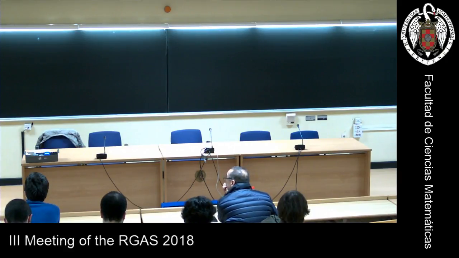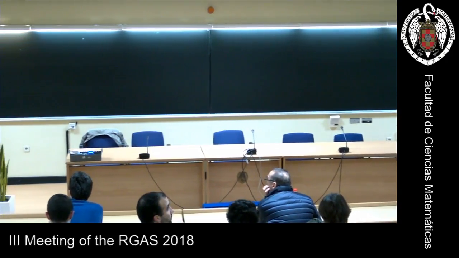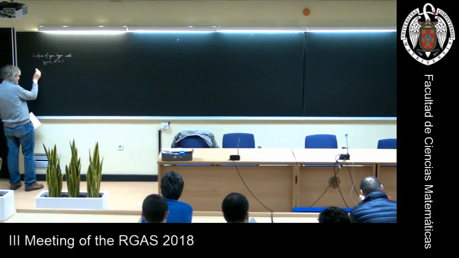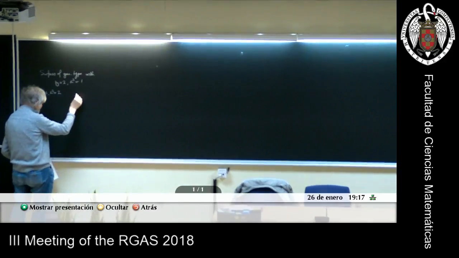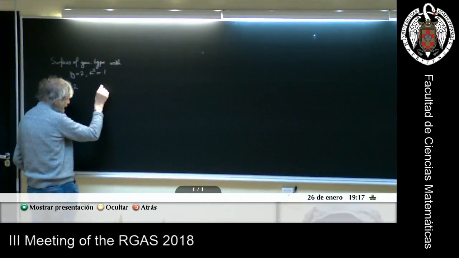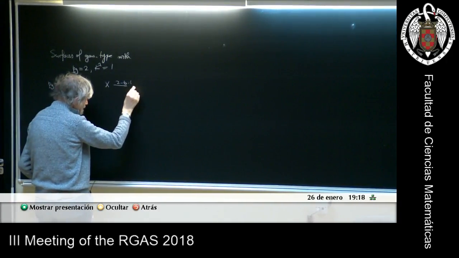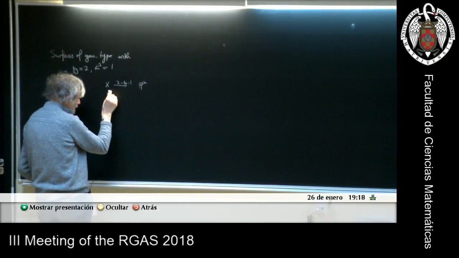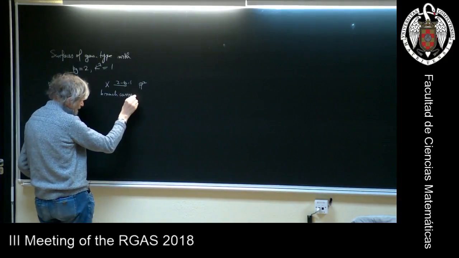So there are two cases here, and the one I want to spend a little bit of time on is PG equals 2, k squared equals 1. And there's another case that you can do as a kind of little exercise, PG equals 3, k squared equals 2. So this one gives you X 2 to 1 to P2 with branch curve of degree 8.